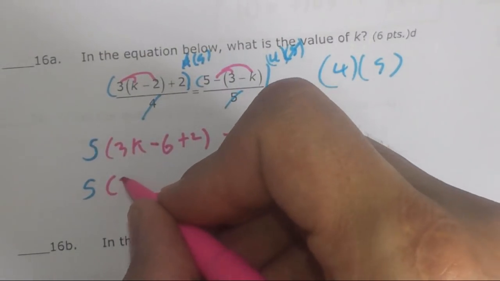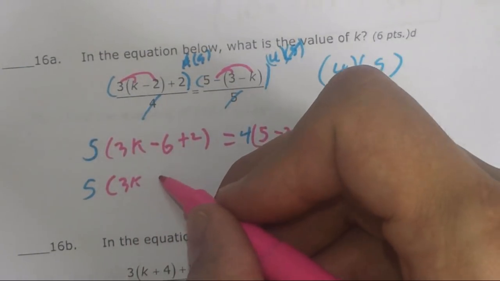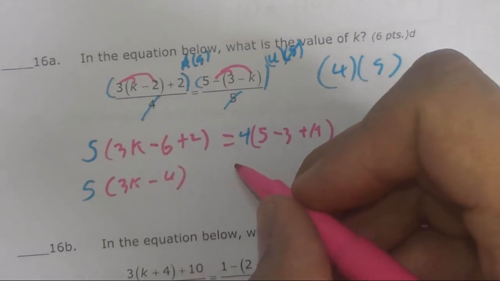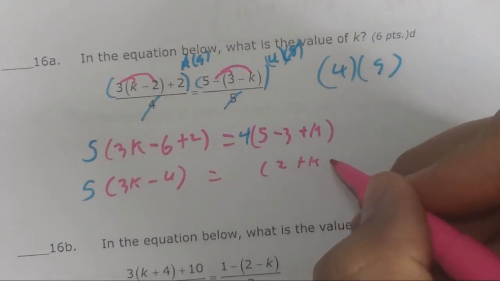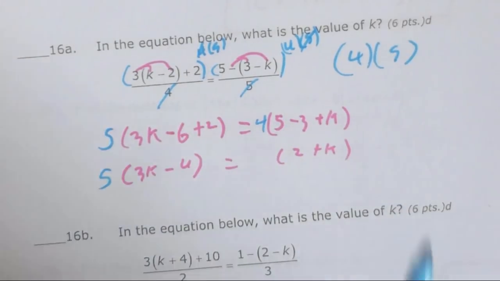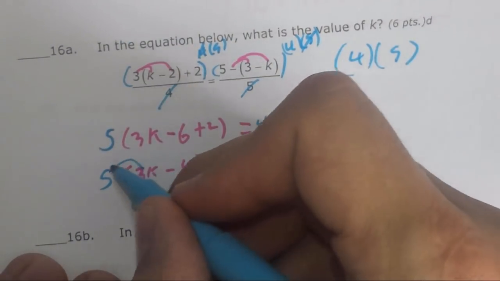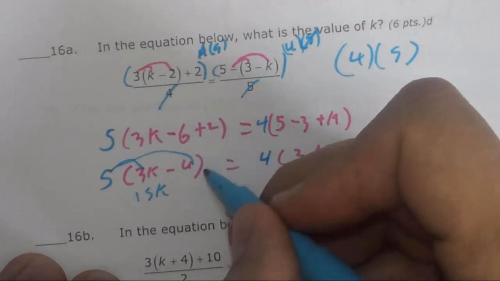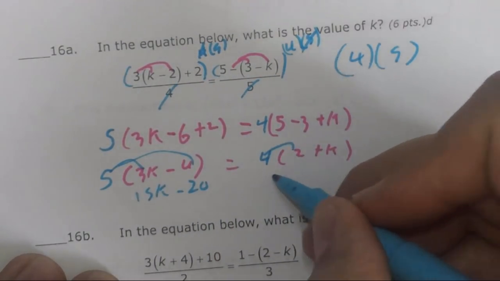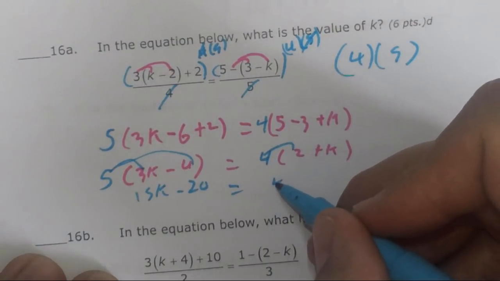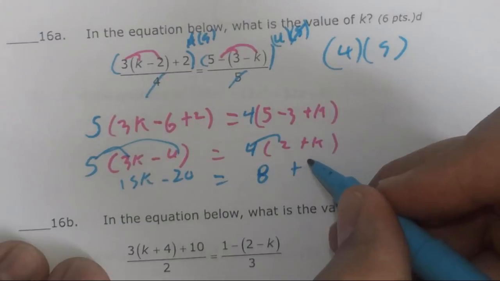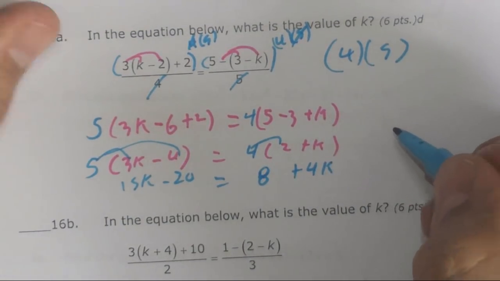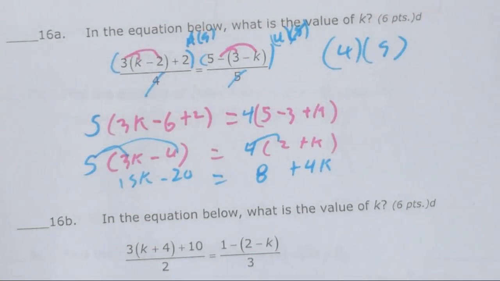I can combine those two. 3k minus 4 is equal to 2 plus k. I still need the 4 here. Now I can distribute: 15k minus 20 equal to 8 plus 4k, and I can simplify that as I need to in order to solve.